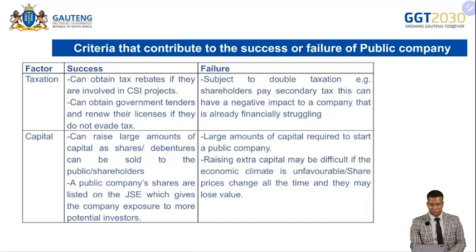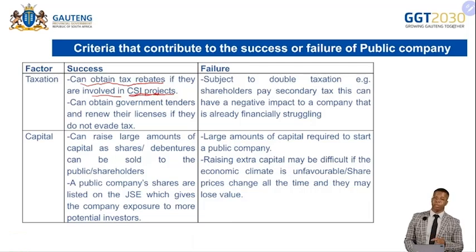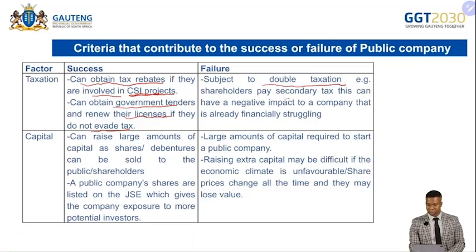When we are looking into taxation, it can obtain tax rebates if they are involved in CSI projects. What is a CSI project? Corporate social investment. So if the company is giving back to the community, they are creating programs, they are offering bursaries, they can reduce their tax, which becomes an advantage or a success. And then they can obtain government tenders and renew their licenses if they do not evade tax. And then failure, they are subjected to double taxation. Shareholders pay secondary tax. This can have a negative impact on the company that is already financially struggling.